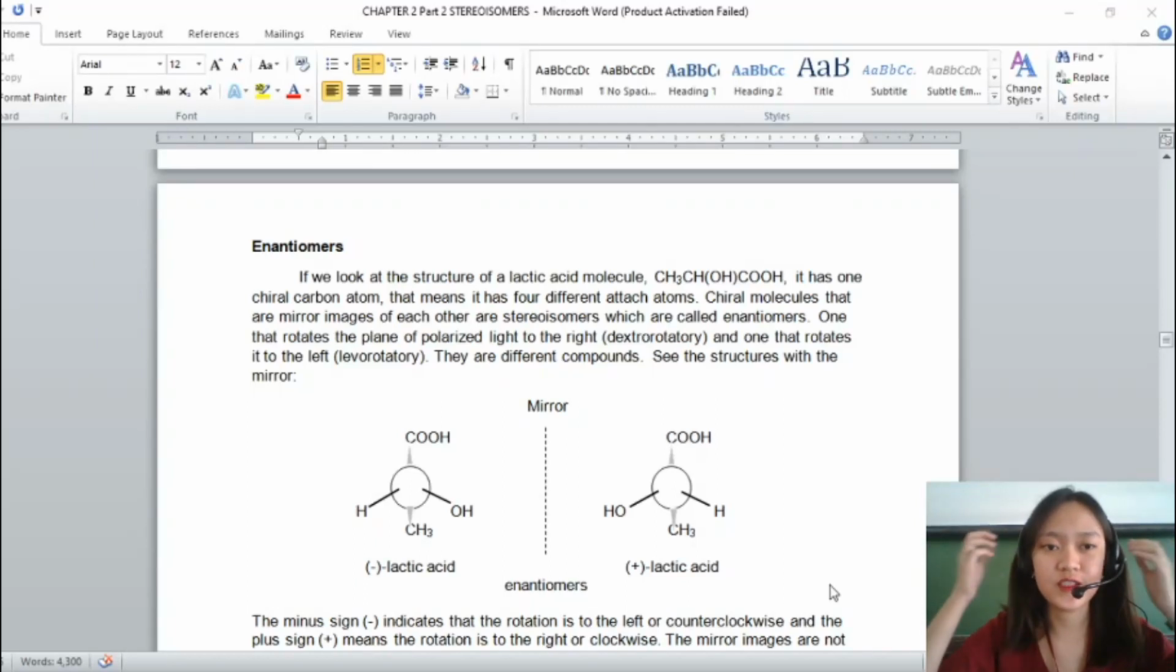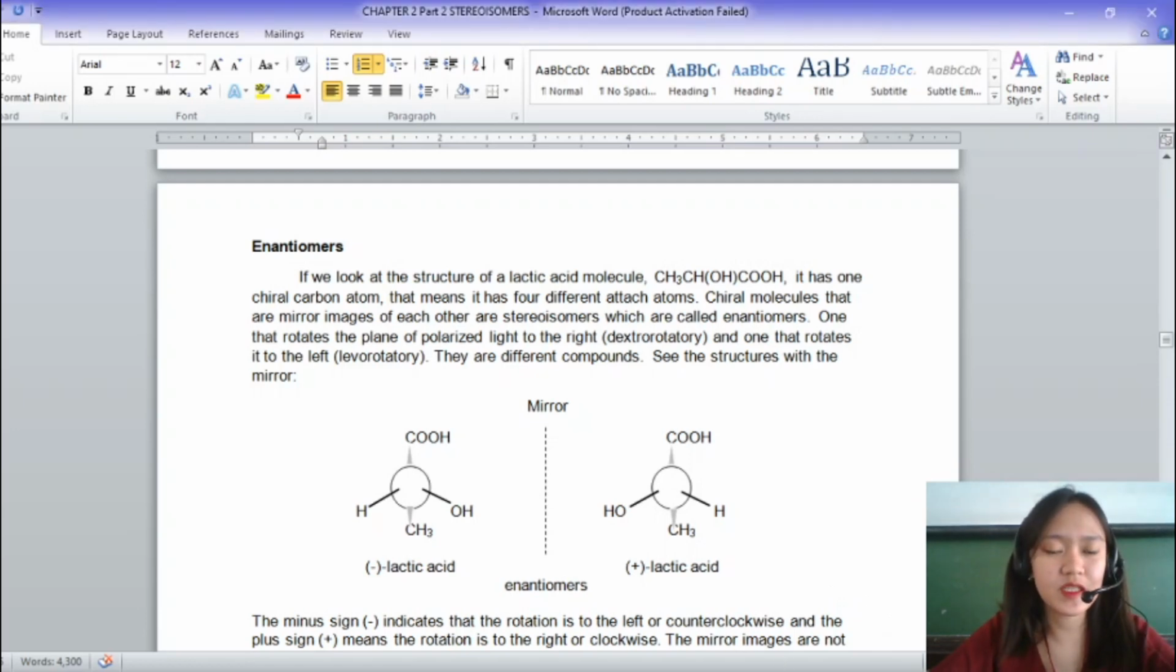Okay, good afternoon, students. So this is the second discussion, or the second part, of stereoisomers, chapter 2. For this discussion, we will be having the topics enantiomers, racemic mixtures, meso compounds, and diastereomers. Okay, so let's start. I will be presenting you the Word version of this lesson because para pareho tayo ng material, ng study material na nakikita. Okay, let's start.